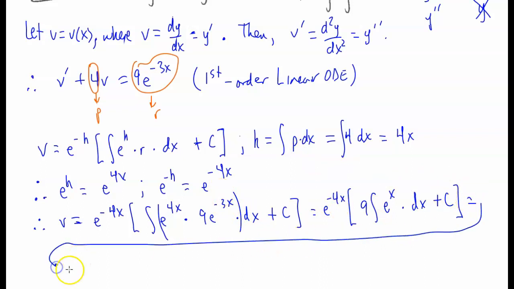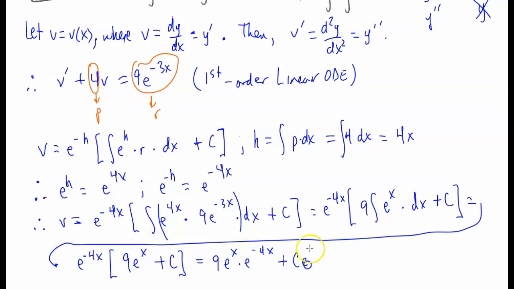And of course, from here, this is just e raised to the minus 4x times 9e raised to the x, because the antiderivative of e dx is just itself, plus this constant. And now we go and multiply in the e raised to the minus 4x to both terms here. And this will end up being this. I'm just explicitly writing everything out so I make sure no one loses me. And so here's where we are.